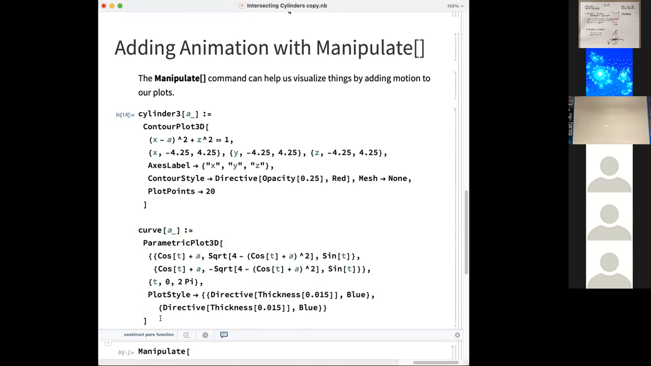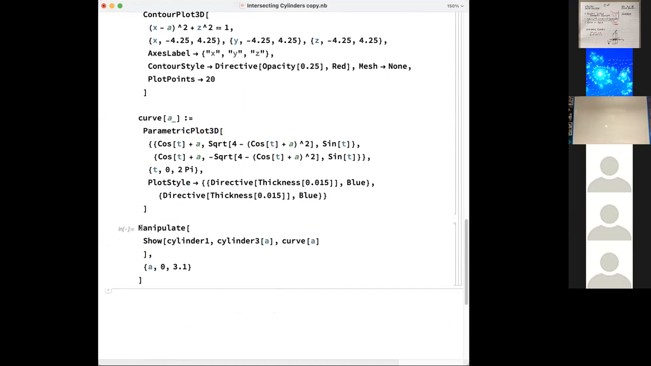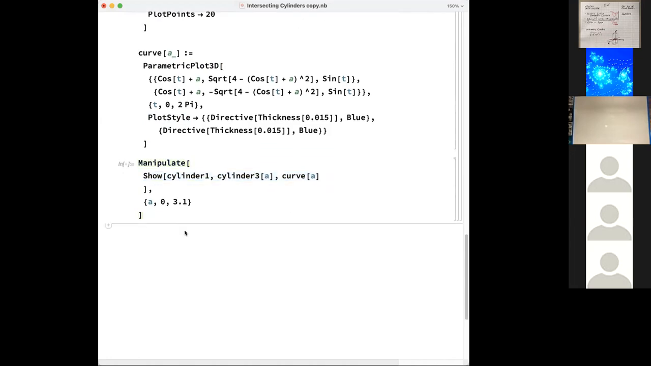Now let's look at the cool wicked weapon called Manipulate. I'll get rid of this error message for a second. Manipulate is Mathematica's way of animating things. Remember, cylinder three and curve are functions that draw a new plot structure for every value of a. Cylinder one was just the toilet paper roll, green, vertical. So when I say Manipulate this show command, let me take this show command outside and let me show you the value of the show command at zero time.